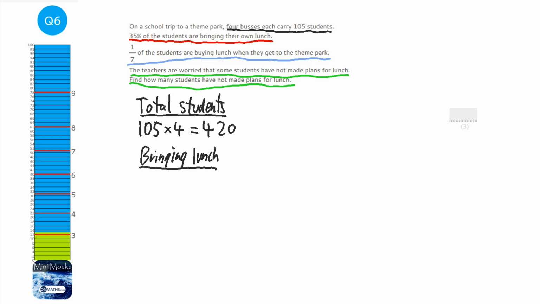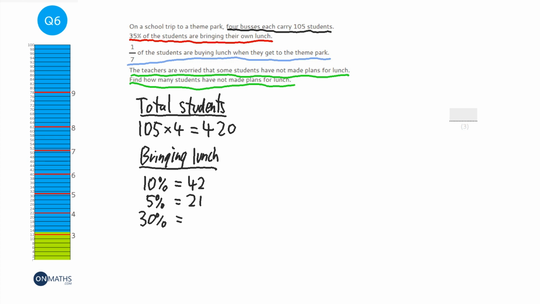Okay, so to do this, we're going to work out 10% first, which is going to be 42, because if 100% is 420, that's how many students we have. 10% is you just divide it by 10. And next we can work out 5%, which is going to be half of that, so it's just going to be 21. Next we need to work out 30% because we need 35%.